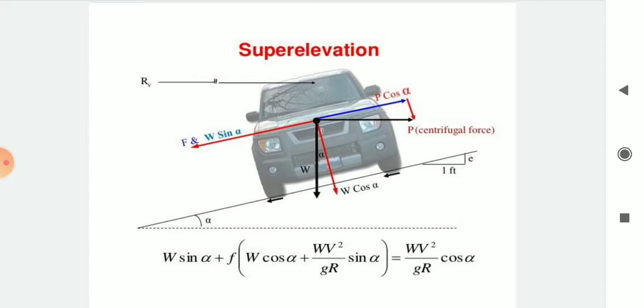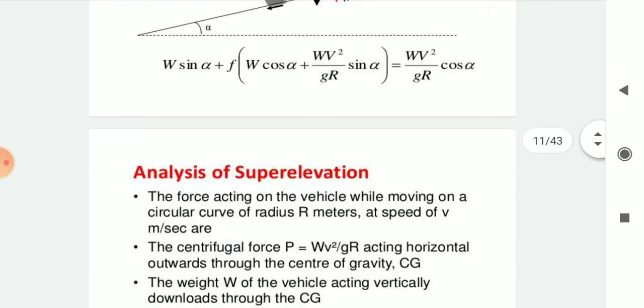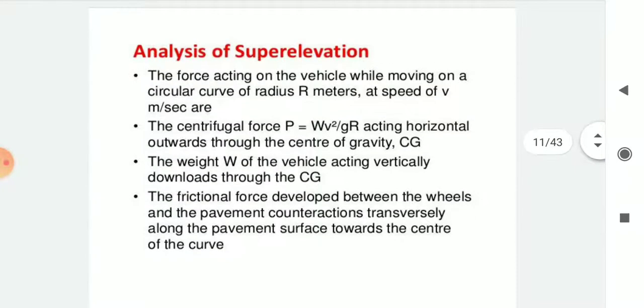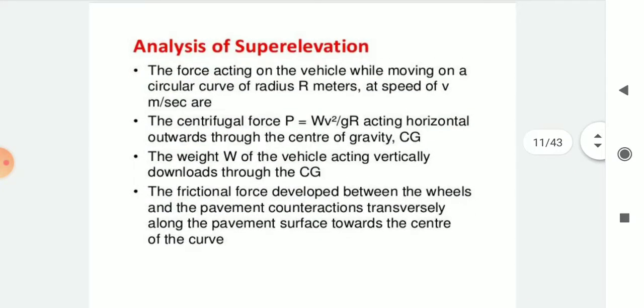Okay, and the formula given for the super elevation is: W sin alpha plus F into bracket W cos alpha plus W V square upon GR sin alpha bracket complete is equal to W V square upon GR cos alpha. Okay. Analysis of super elevation. How can we calculate the super elevation, or how can we decide the super elevation?